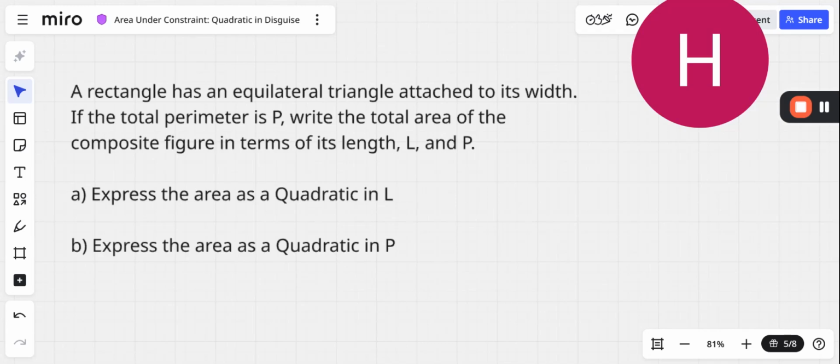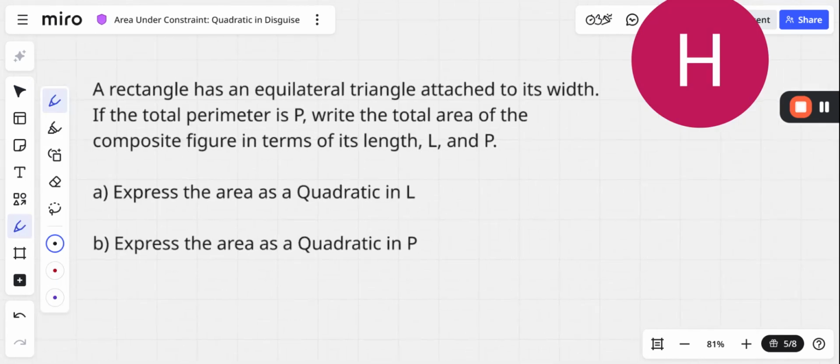Go ahead and give the problem a read and give yourself about maybe 6 or 7 minutes. You don't have to do both of these parts in 6 or 7 minutes. Mostly see if you can write the total area in terms of L and P. And as a bonus, if you'd like to express the area as a quadratic in L and express the quadratic in P for the area, I encourage you to do that.